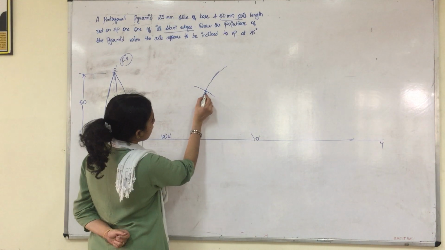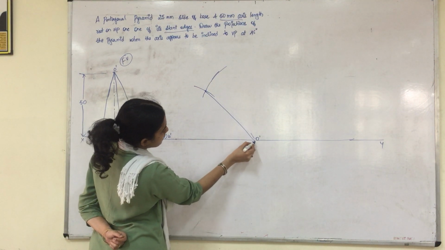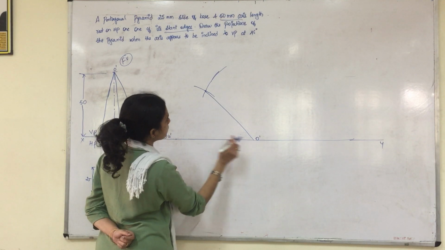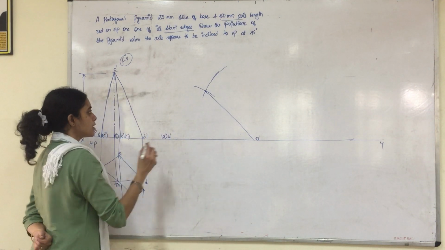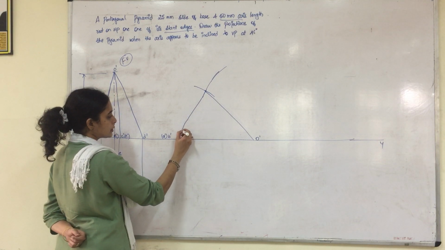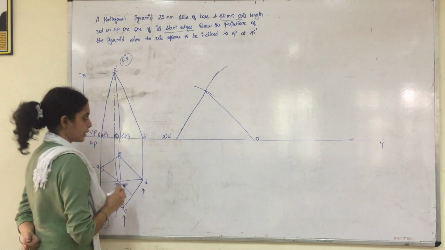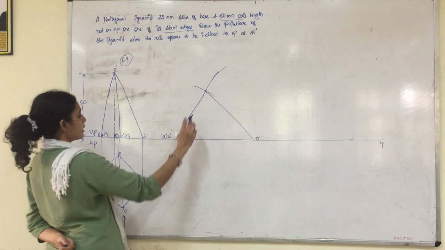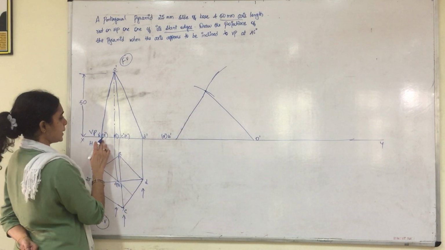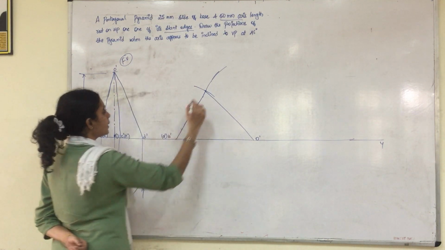So from the intersection point you can join. So this is the arc, right? So you will join from the same intersection point. So you have A dash, B dash and you have O dash, right? So this point is nothing but our D dash.